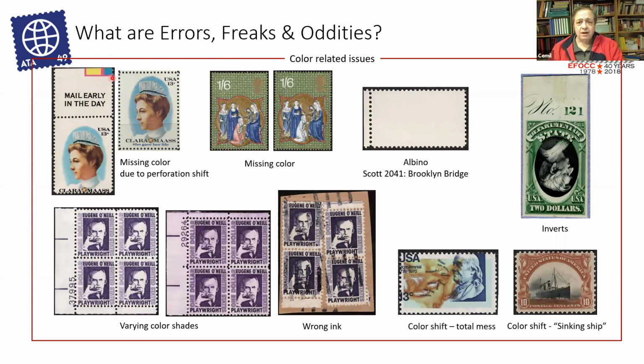Now here, that blue is shown, but actually it should have been cut off during production. It wasn't because something went wrong. But because that is not on the stamp, it doesn't change the fact that this is a missing color.